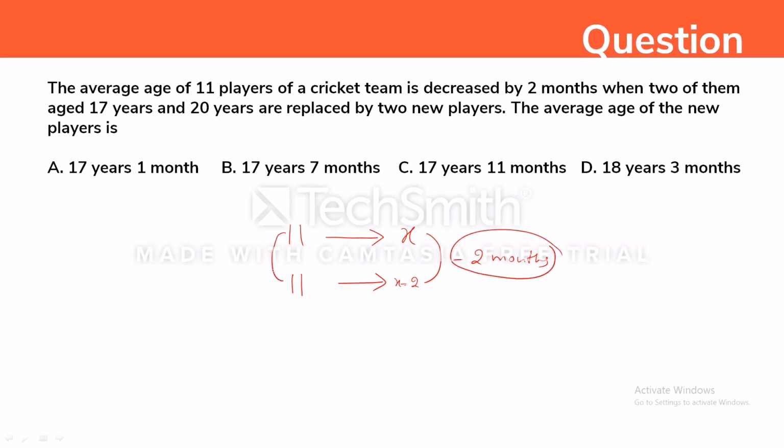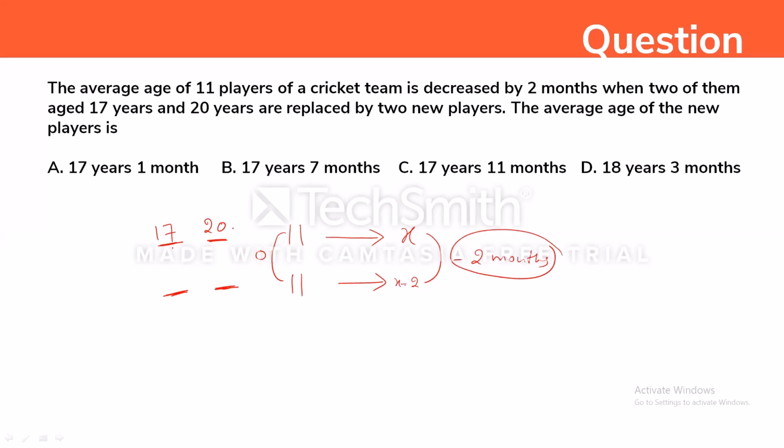Now what's the difference here? How many members are replaced? 1 and 2. The remaining 9 members are the same in the cricket team. Only 2 members are getting replaced. They have already given that two of them, aged 17 years and 20 years, are getting replaced. Let us consider the first person 17 years and the second person 20 years. They are getting replaced by two new players. The remaining 9 players are the same.